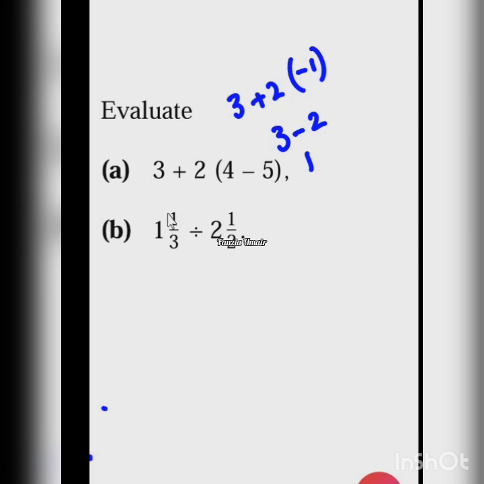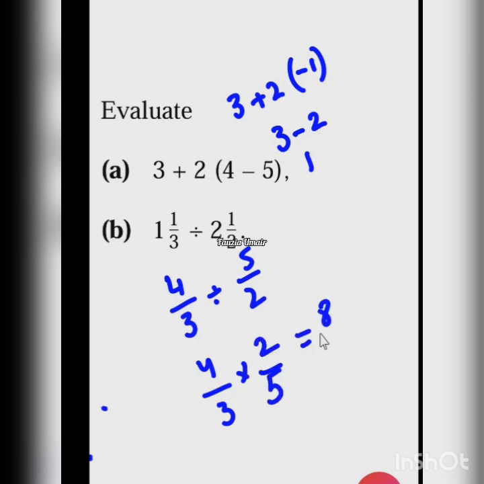So what is this? 1 whole 1 by 3, that is 4 by 3, divided by 5 by 2. If you take the reciprocal, it will be 2 by 5. So what would be the final answer? 8 by 15. Can it be simplified? It is also in the simplified version. Yes, so that is the answer.